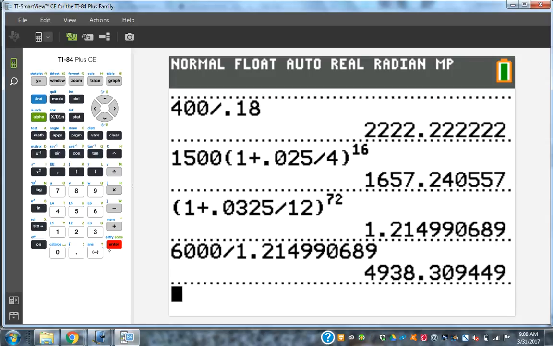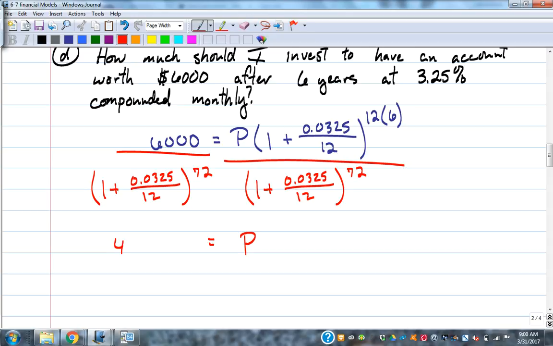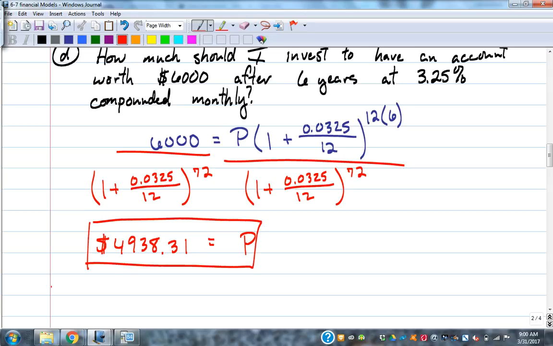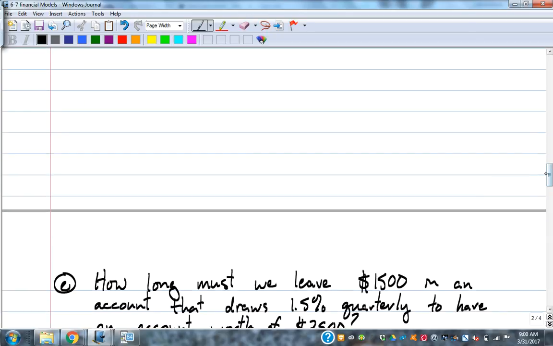$4,938.31 is what I'm going to want to put into that. If I've got that much capital in my business right now, that means I can put that money away, and at the end of the 6 years, when whatever I bought is gone, I need to replace it. I'm going to have $6,000 sitting there ready to replace that. Not exactly the American way. We want to just borrow it and go on, but it's a good idea.